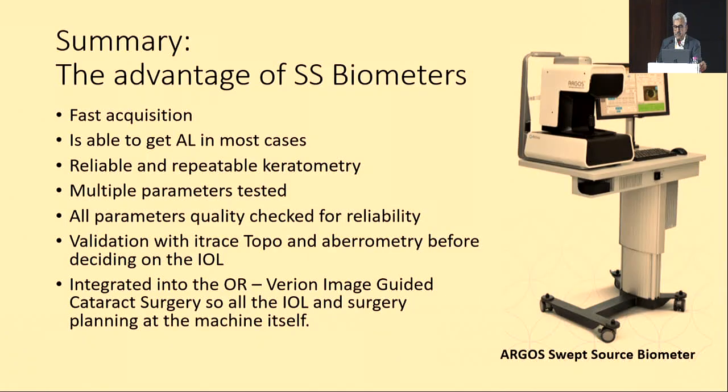So in summary, the advantages of these swept source OCT biometers are fast acquisition, and of course we're able to get axial length in most cases. It has reliable and repeatable keratometry, and multiple parameters are tested, which you can use for your ICL planning also. All parameters are checked by the machine for quality and reliability, and at the same time, we too can do that. Then, of course, validation is important with other machines, and integration in the image-guided cataract surgery system.